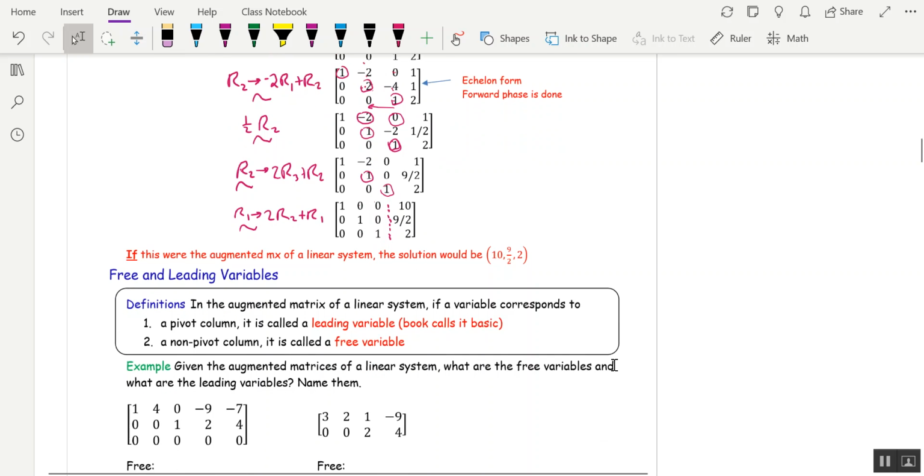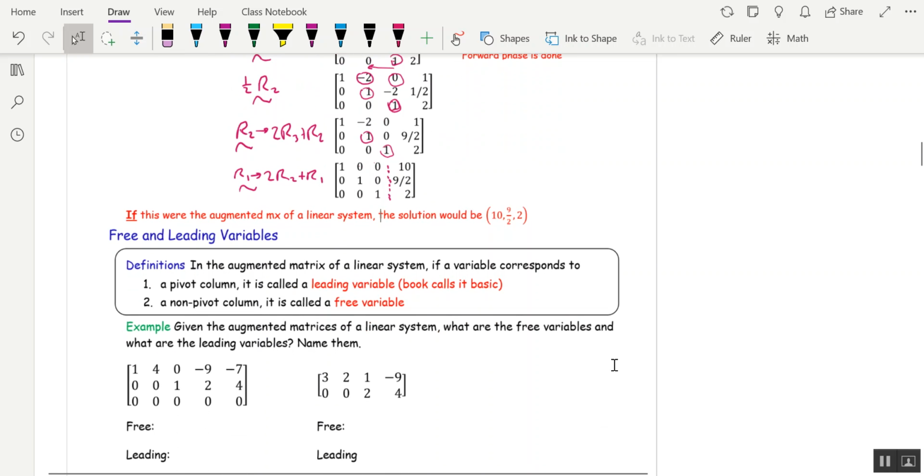Okay, free versus leading variables. Each column in an augmented matrix corresponds to a variable. So for example, this is x1, this is x2, this is x3, and this is the answer column. If that column contains a pivot, it's called a leading variable. Your book calls it basic. If it doesn't contain a pivot, it's called a free variable.